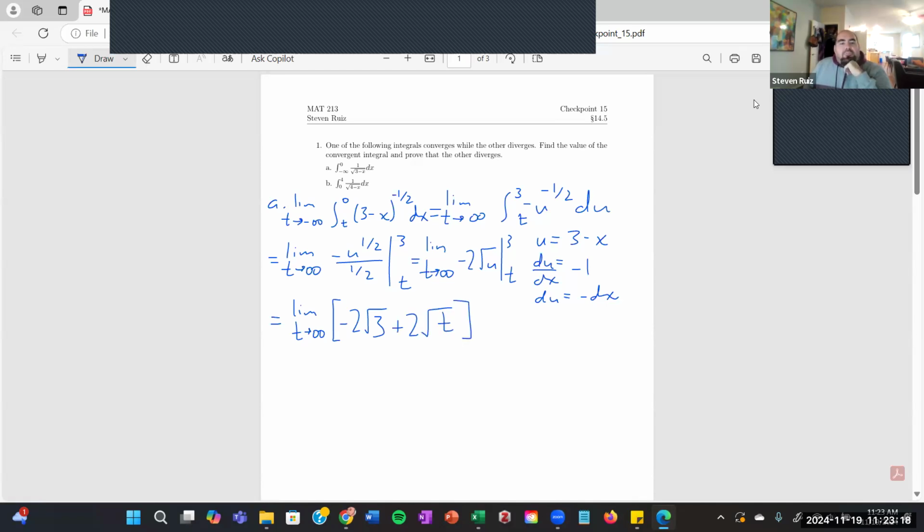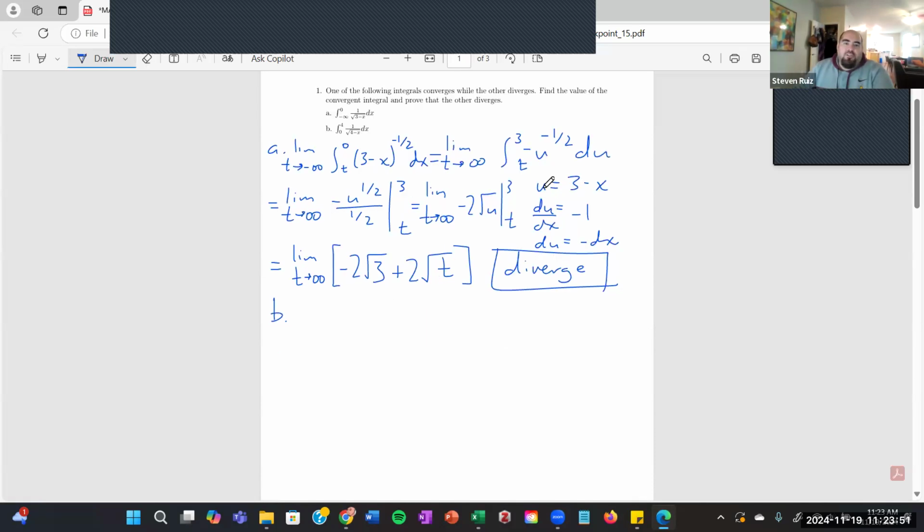All right, so what's going to happen to this as t goes to infinity? -2 radical 3 is a finite number. But what's going to happen to this 2 radical t as t goes to infinity? This is going to increase with no bound. This is going to diverge. So integral A diverges. I said in the setup for the problem here that one of the integrals diverges, the other one converges. So that tells you that if we did this right, then the other one should converge.